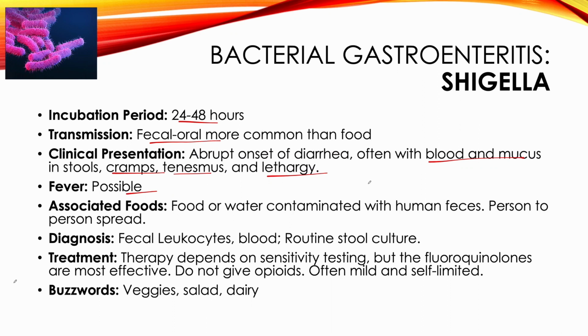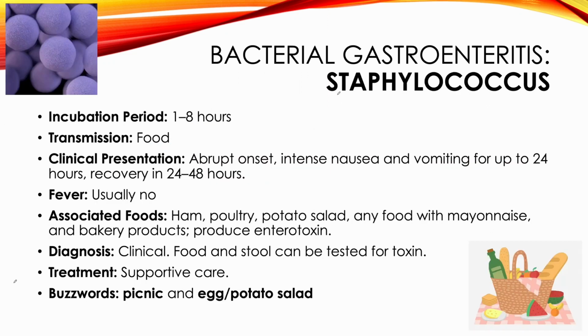Diagnosis is similar: routine stool cultures, fecal leukocytes, and looking for blood in the stools can help make the diagnosis. Fluoroquinolones, again, are the most effective. Usually they're pretty mild and can even be self-limited, so you don't necessarily have to treat the milder cases. Again, things we see are veggies, salad, and dairy, mishandled. The reason salad is a problem is that when you wash lettuce, it's really hard to get all of the water off of the lettuce. So these fecal contaminated water particles can sit on there, and then we eat them and ingest it.